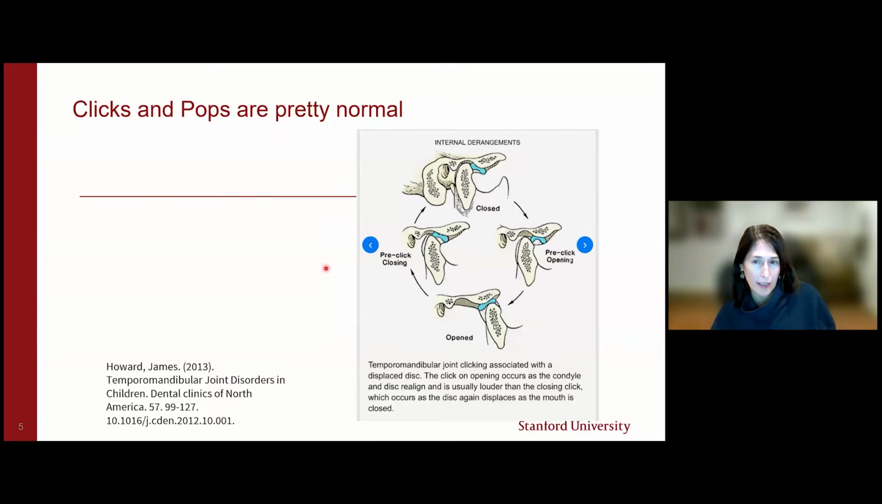Sometimes it doesn't move so perfectly. So sometimes the disc gets a little bit out of place. It can get too far forward, and that can cause a click as you're opening your jaw, or it can get too far back, and that can cause a click as you're closing your jaw. And what that means, if you hear a click or a pop when you're opening and closing your joint, is that the disc is a little bit out of place. It might not be as extreme here as you see in these pictures. And oftentimes we are able to realign the disc without any problem. And so clicks and pops are pretty normal and quite common.